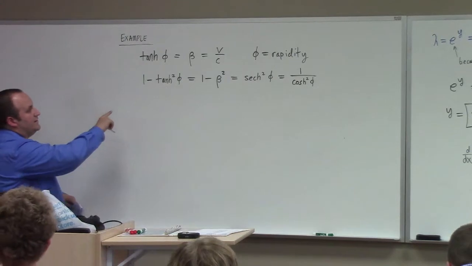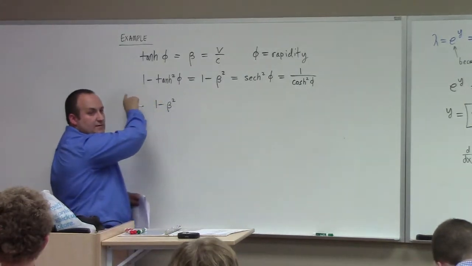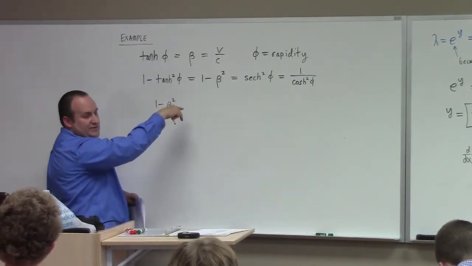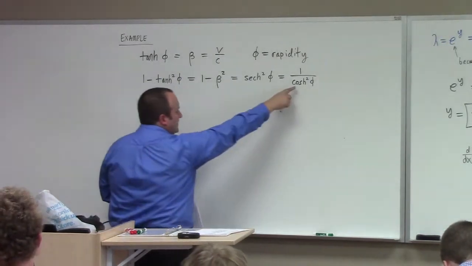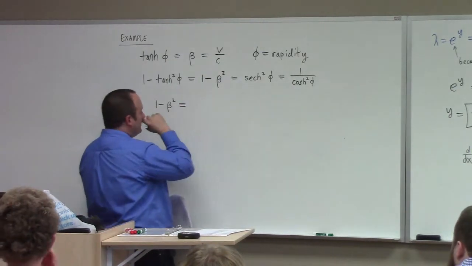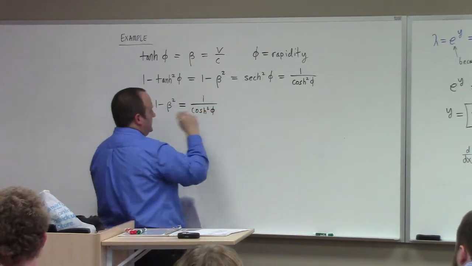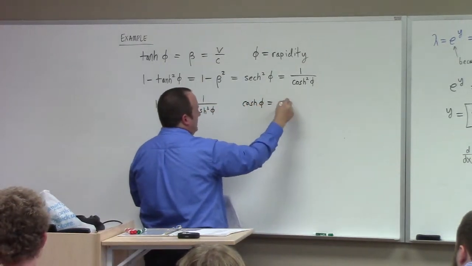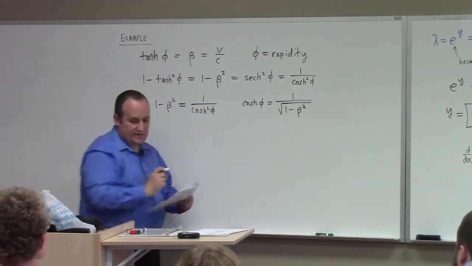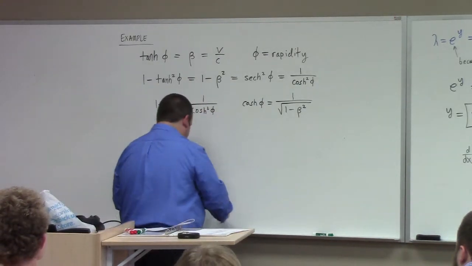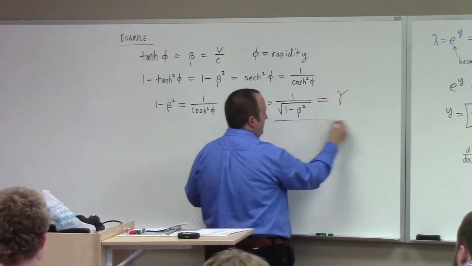What I'm trying to get at here is, so this is 1 minus beta squared, right? So this is an identity. This is the identity for hyperbolic tangent, which is why I'm even showing you this example, really, just to showcase some of the math we've already done. And so 1 minus beta squared is equal to that. So that means that cosh phi is what? 1 over the square root of 1 minus beta squared. Traditionally, this quantity is known as the gamma factor. And it's kind of neat, the way the math works out. This is gamma.